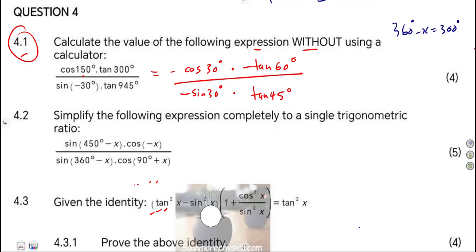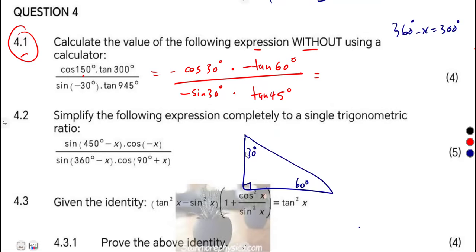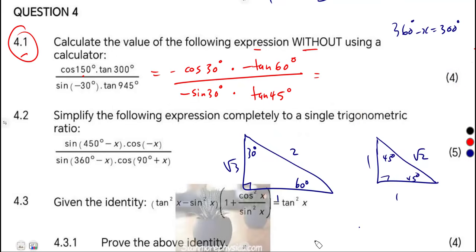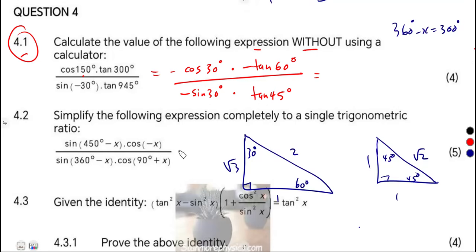But remember, they said without using a calculator. So what can we do? We can use our special angles now to determine these angles. Since the calculator is not required, remember your special angles, guys. You're supposed to know these ones by heart, to memorize these triangles that you're going to have. 45, 45. This is 1, 1, square root of 2. So that is it. From here, we can determine our angles. So this is the concept that you're going to use. So we can simply determine our angles in that manner.